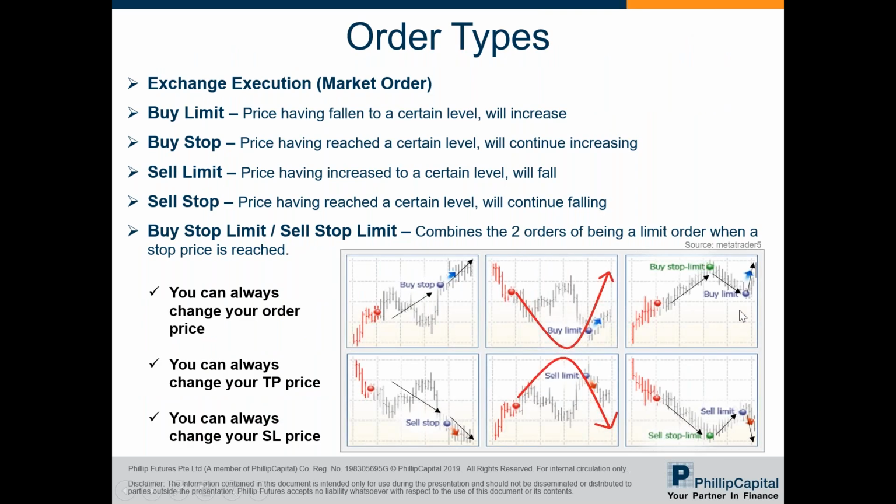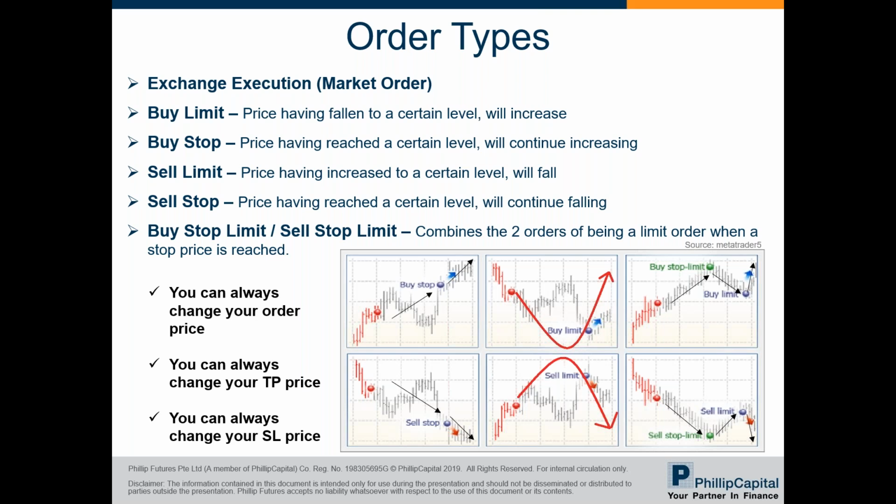So as I covered earlier, we have 6 different order types to enter the market at a certain price that you want. The first one is instant execution, that is a market order. Then we have the limit orders, stop orders, and stop limit orders. So I'll just briefly go through them.